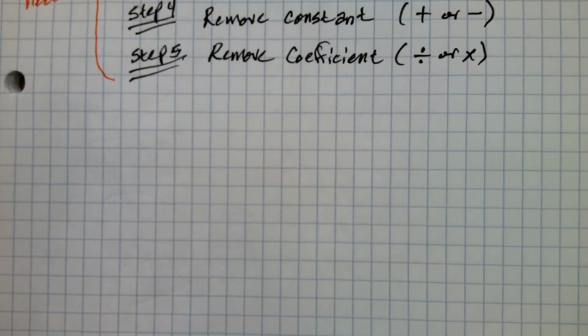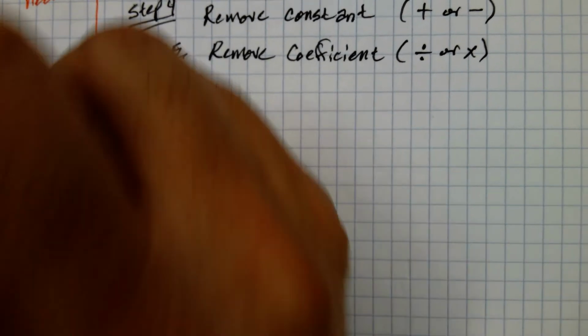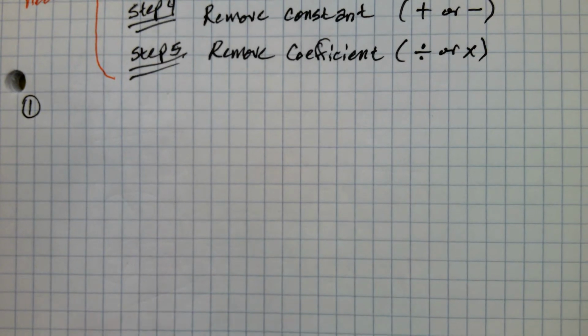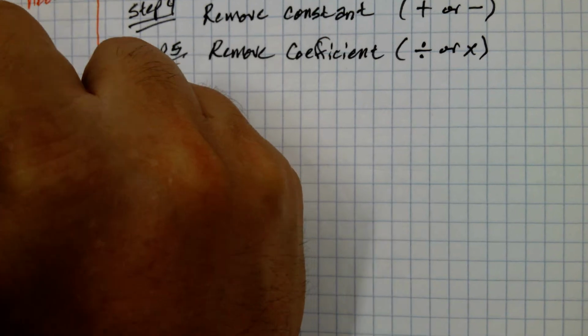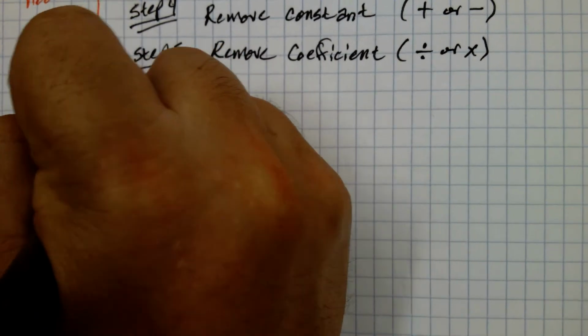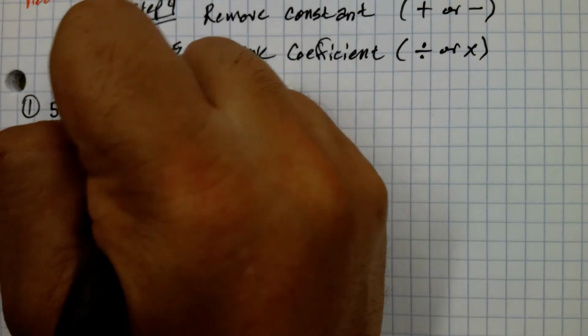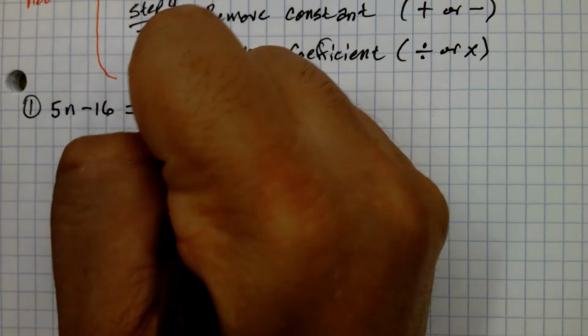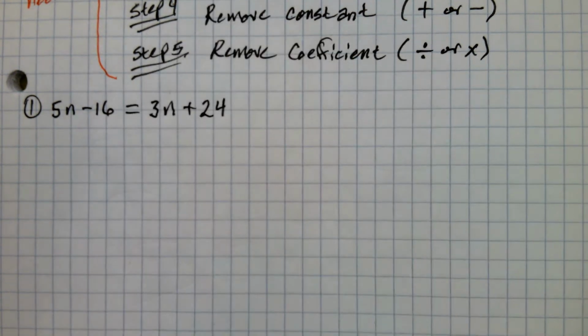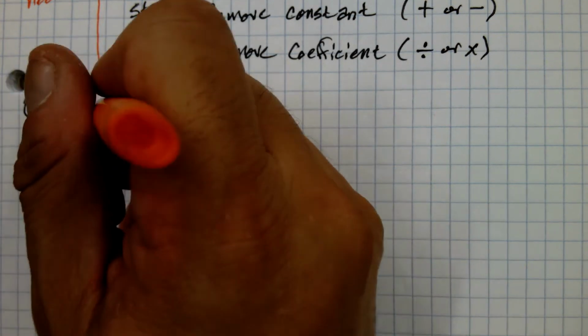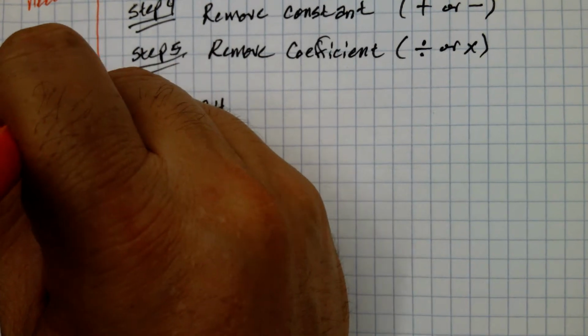Let's go ahead and solve some equations. Number 1. All right, so here's our first equation. 5n minus 16 equals 3n plus 24. Go ahead and write that down. So I want you to notice that we have the left side.